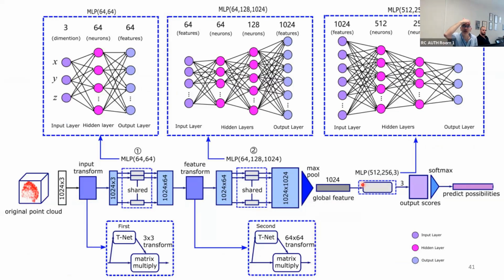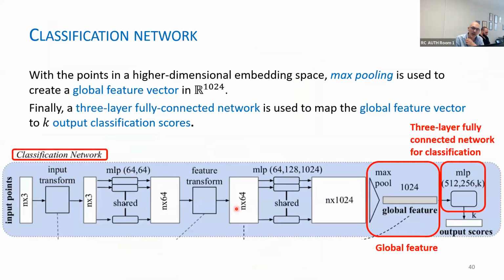I think these details are not in the original paper, but I found them in some repository on the web. And so here you can see all the details of the network: the MLP for the first transformation, the MLP for the second transformation, and the final MLP for the classification. You can also see the transformation. So this is basically the global path in the network for the classification.